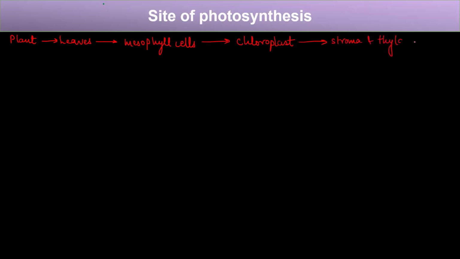I'll quickly write this here. So the site of photosynthesis will be, first, plants, then in the leaves, then in the mesophyll cells. In the mesophyll cells there is a special organelle known as chloroplast, and in the chloroplast it takes place in the stroma and thylakoids.